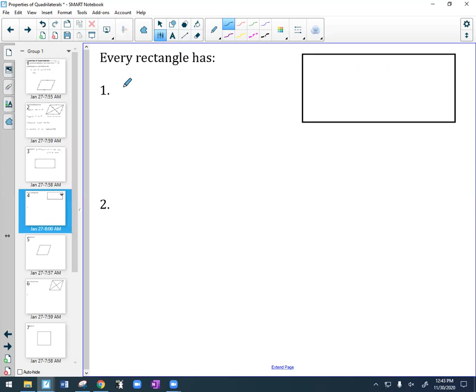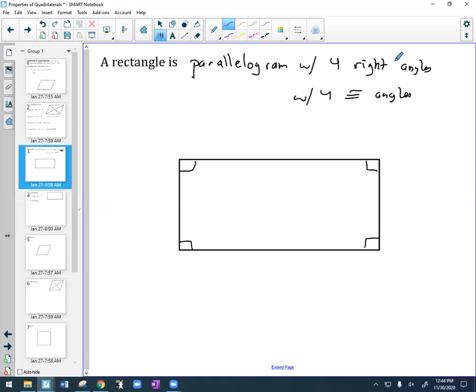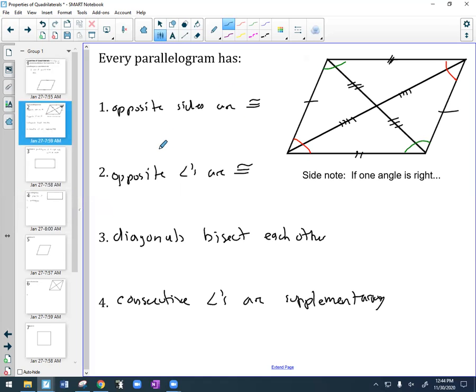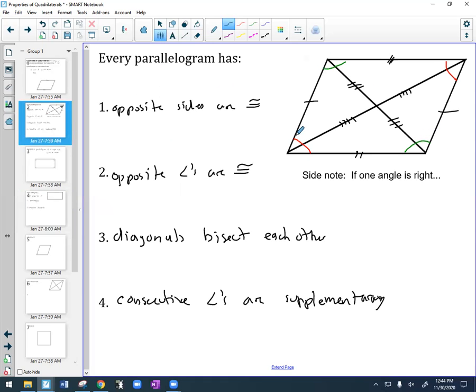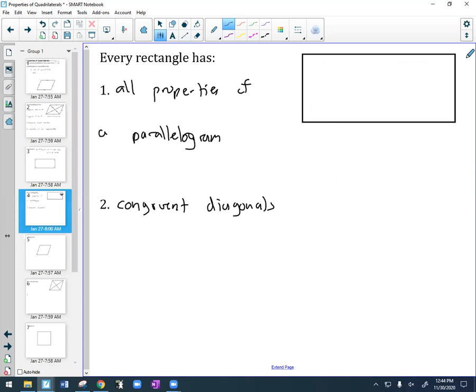Every rectangle has all the properties of a parallelogram. It is a parallelogram, so it inherits all the properties. It also has the characteristic that it has congruent diagonals. If you look at the parallelogram again, these diagonals are clearly not the same, this one's clearly longer than that one. But in a rectangle, the diagonals are the same length.